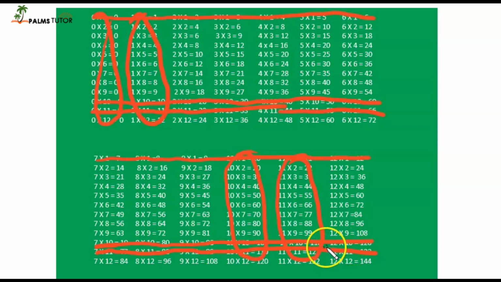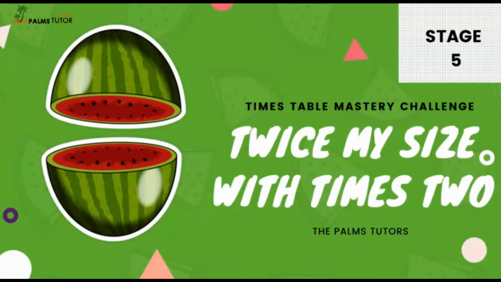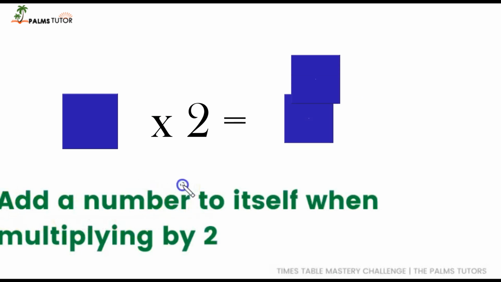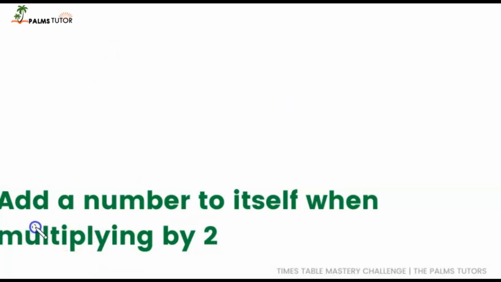So let's go straight to multiplication by 2. When multiplying a number by 2, the number just becomes twice its size. Twice my size with times 2. You see this watermelon here? If we had this half originally, when we multiply it by 2, we just have 2 of it. That's what it means. And that is why anytime you're multiplying a number by 2, just add the number to itself. It's that simple. Add a number to itself while multiplying by 2. Simple as ABC. So let's see some examples.